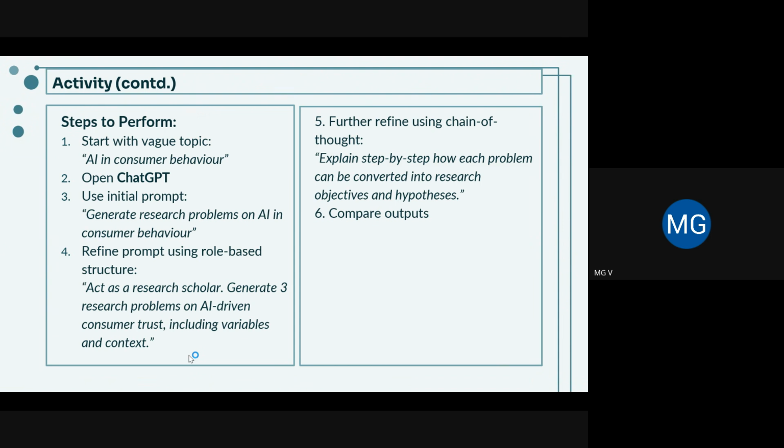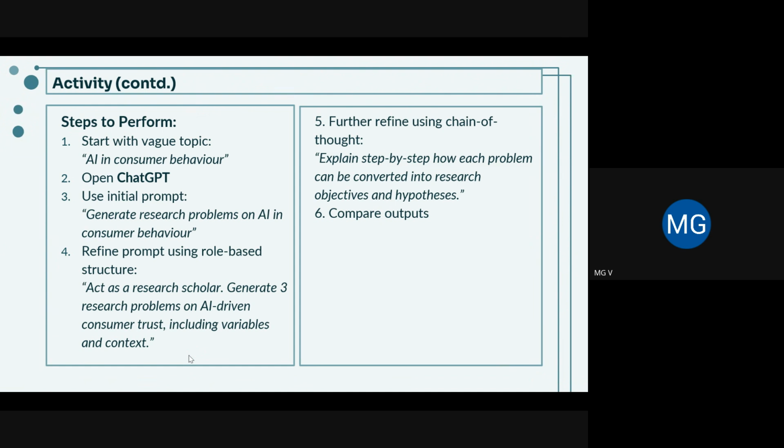First, you can open ChatGPT and use your initial prompt. What is the initial prompt you have been using for this idea? Generate research problem on AI in consumer behavior. So you have asked ChatGPT to focus on your vague idea and help you generate a research problem. Now you refine the prompt using role-based structure. So what we discussed in this is to ask the AI model to act as a scholar.